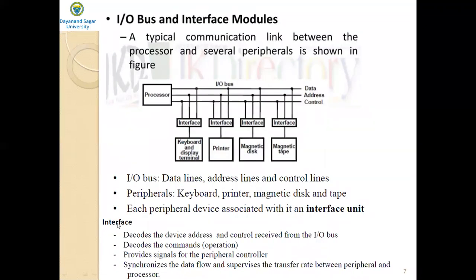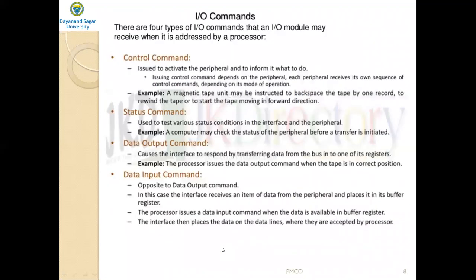As I said, each interface circuit decodes the commands, the operation. For I/O operation, there are 4 types of input-output commands that an I/O module may receive when it is addressed by a processor. Which are those I/O commands? The first one is the control command. This control command is issued to activate the peripheral and to inform it what to do. For example, a magnetic tape unit may be instructed to backspace the tape by 1 record, to rewind the tape, or to start the tape moving in the forward direction.